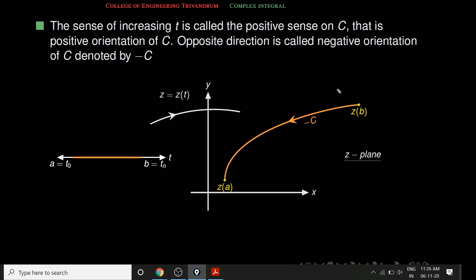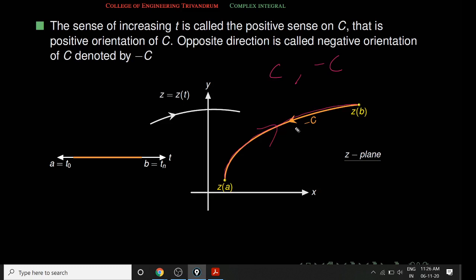Let me draw over it again so there is no confusion. If I say c, it will look like this, and I am drawing on top of it itself. Both are same, c and minus c, both are same. Only thing is orientation is different. Okay, in the case of c, it is starting from z of a and ending at z of b. That's why we denote it as c. And another curve is minus c.